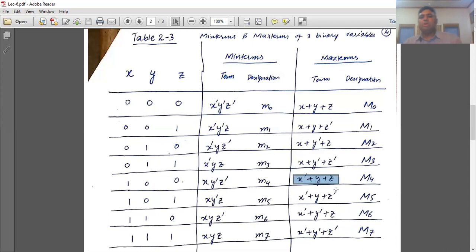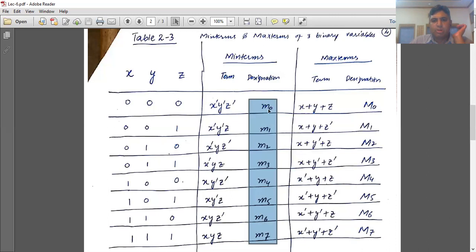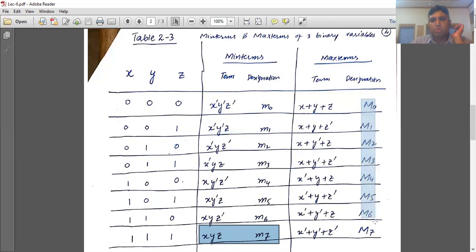So these are the minterms and maxterms. One other thing: minterms are denoted by the symbols small m0 to small m7. The first minterm is denoted by m0, the second minterm by m1, and so on, the last minterm by m7, and the maxterms are denoted by capital M0 to M7. So these are their designations or symbols.